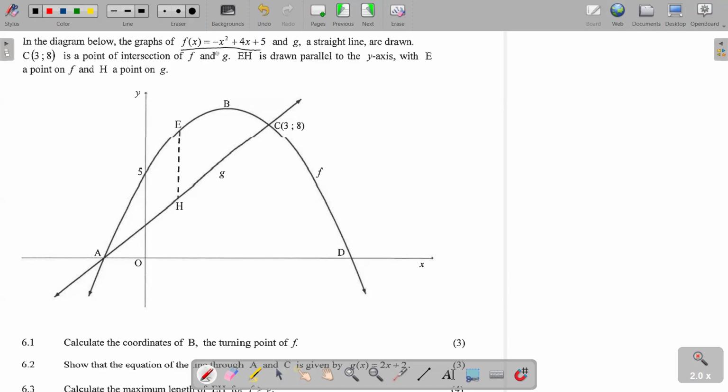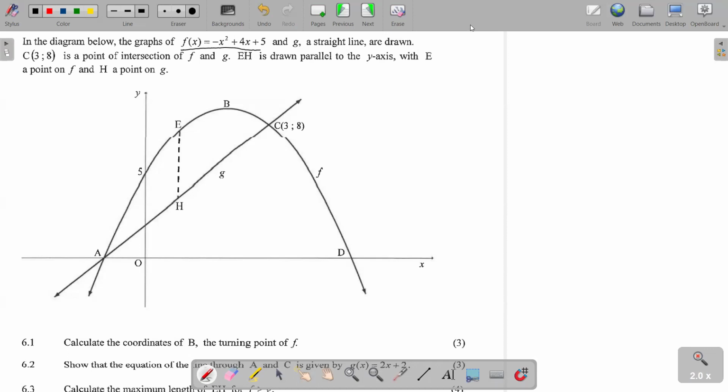Here's the graph of f(x), which is equal to negative x squared plus 4x plus 5. And g, a straight line, are drawn. C, which is (8;-3), is a point of intersection of f and g. EH is parallel to the y-axis with E a point on f and H a point on g. Then here's our graph. So the first question is calculate the coordinates of B, the turning point of f.